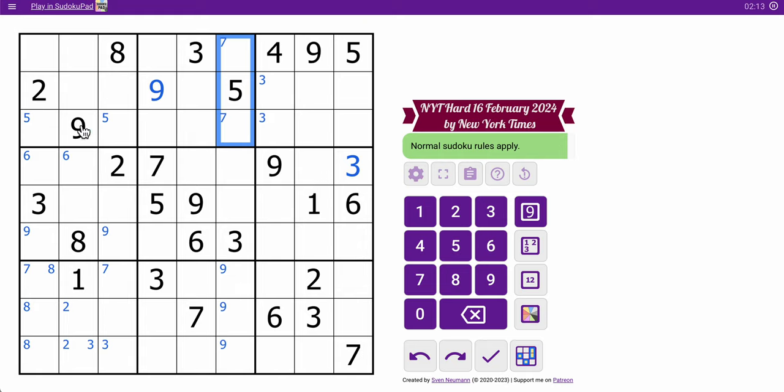Anyway, so these 7s force a 7 there. These 9s, as already mentioned, force a 9 there. Oh, and we have all 3 3s. How generous of them. But I can put a 5 based on these and this in one of those two.